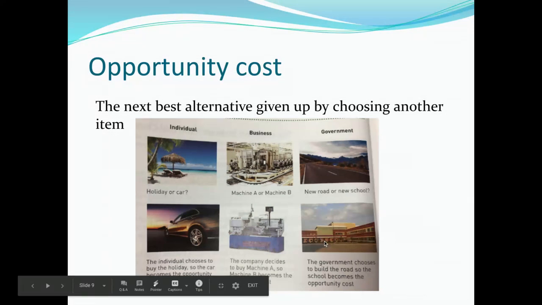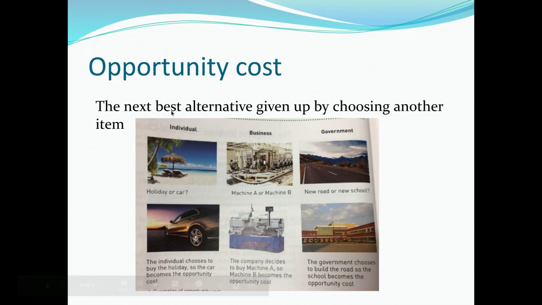So I will repeat that. The item which you did not choose is called your opportunity cost. So opportunity cost again is defined as the next best alternative given up by choosing another item.